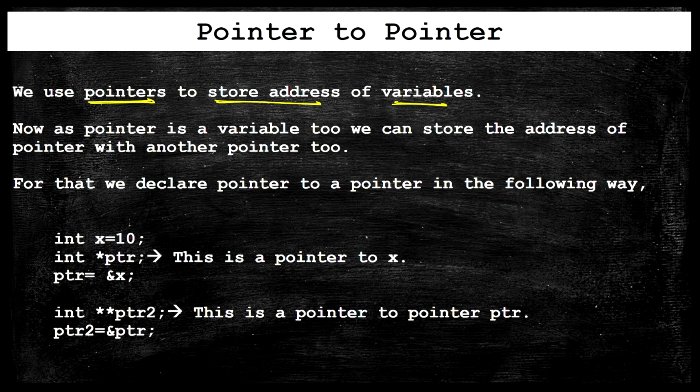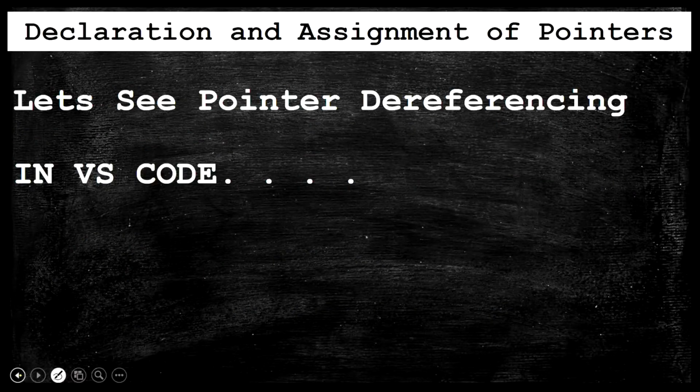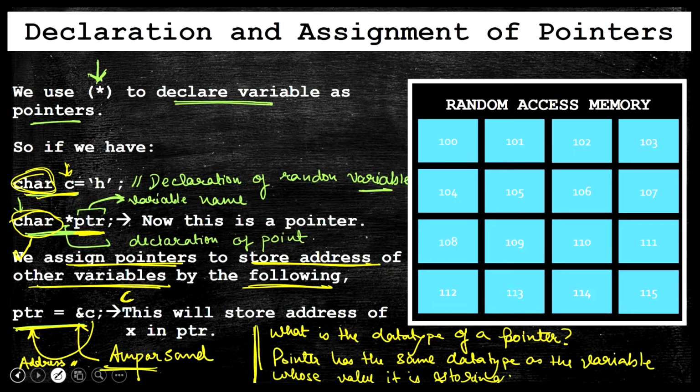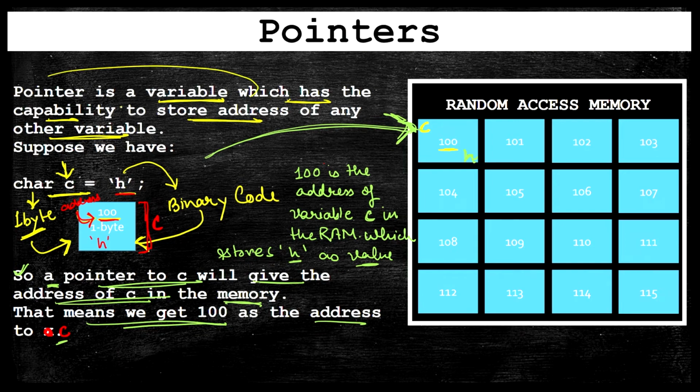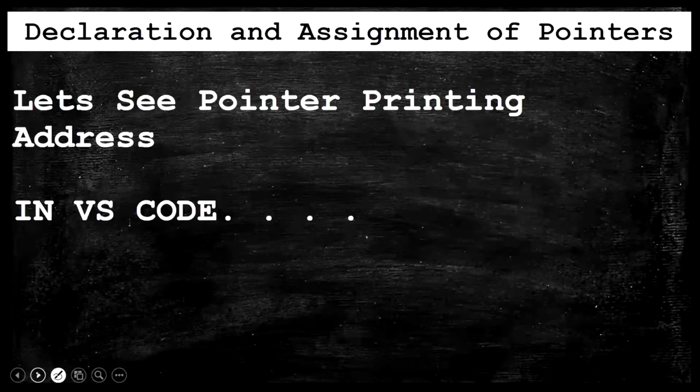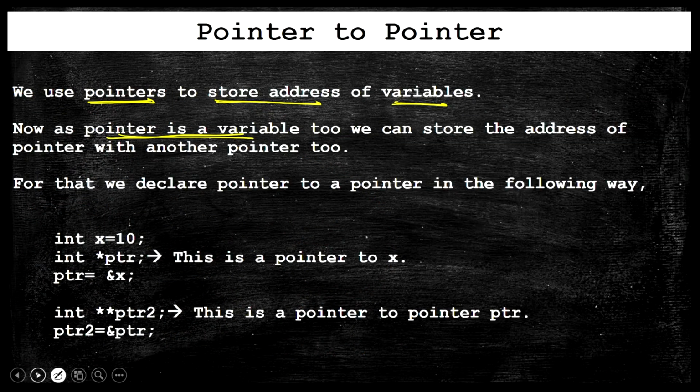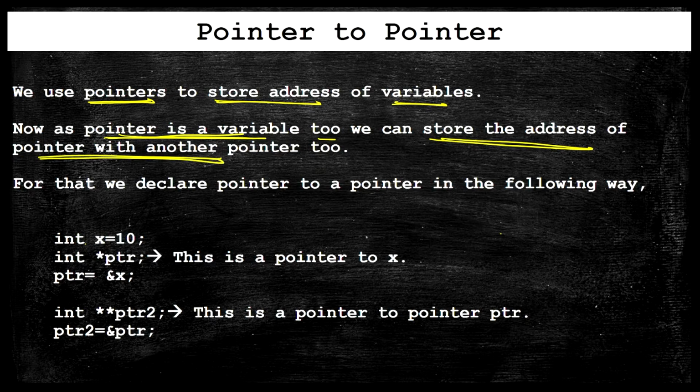Right. Now a pointer is also a variable, right? Why? Because in the definition of pointer, if you remember over here, I wrote that pointer is a variable. Right? So, since pointer is a variable, once it is declared, it is also supposed to occupy some memory. Now, as pointer is a variable too, we can store the address of this pointer in another pointer, because this pointer variable is also taking some space in the memory. So, for that, we declare pointer to pointer.